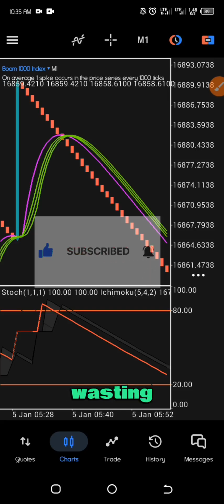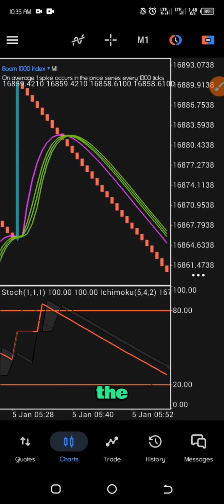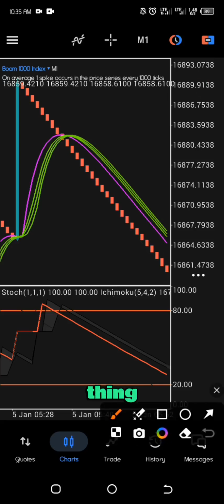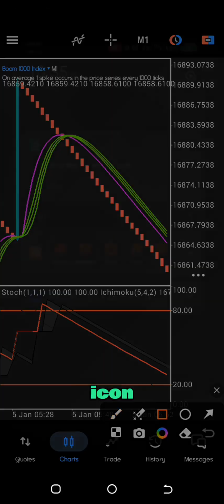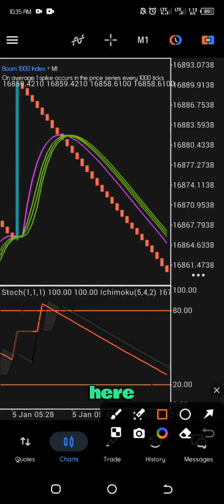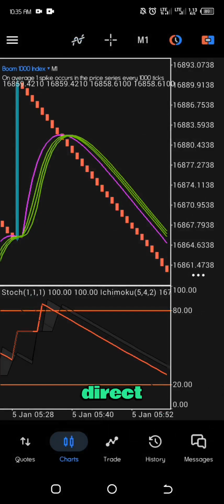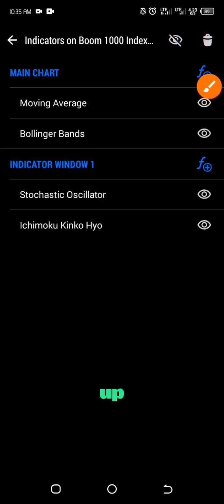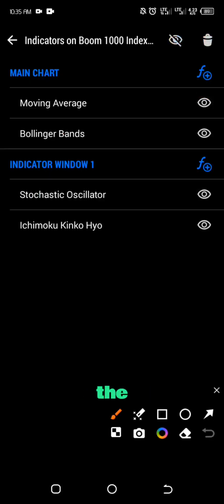Okay, so without wasting much of our time, let's quickly jump into the video. The first thing we have to do is just to add our indicators, and to do that we click on this icon right here, at the top right. When you click on this icon, it's going to direct you to where you're going to add your first indicator. So the first indicator is going to be the moving average.